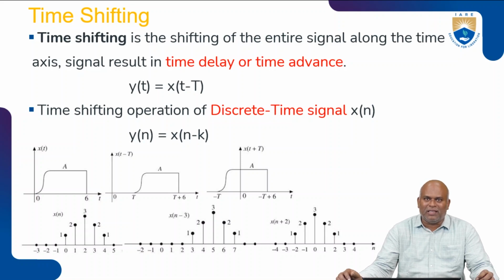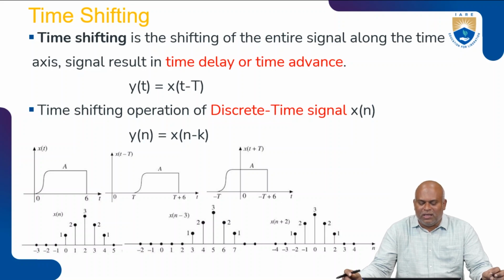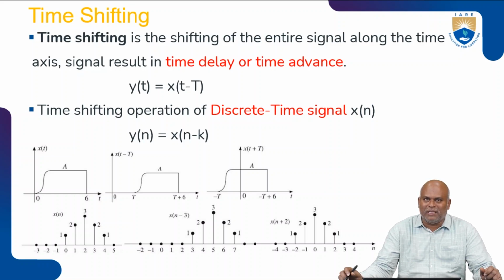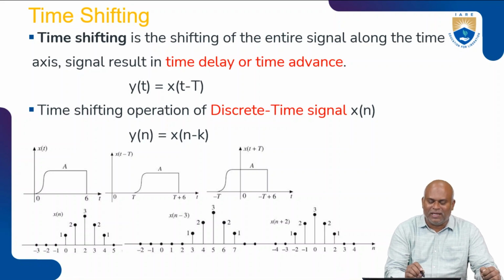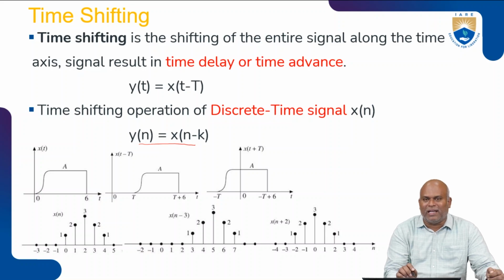For a time delay, the signal is represented as y of t is equal to x of t minus T. If we go for the advance, the signal is represented as y of t is equal to x of t plus T. In the case of a discrete time signal, how may we represent time shifting? The time shifting operation for a discrete time signal is represented as y of n equals x of n minus k. This is also possible for a time delay or time advance.